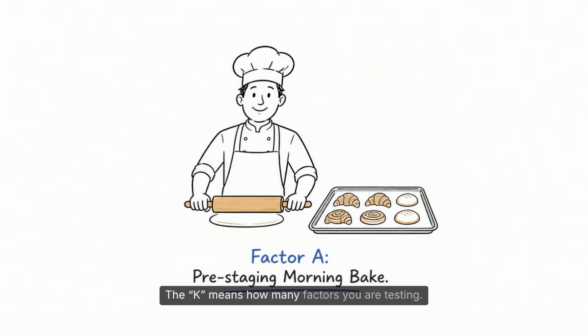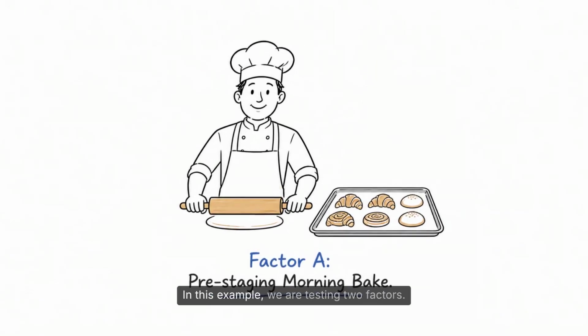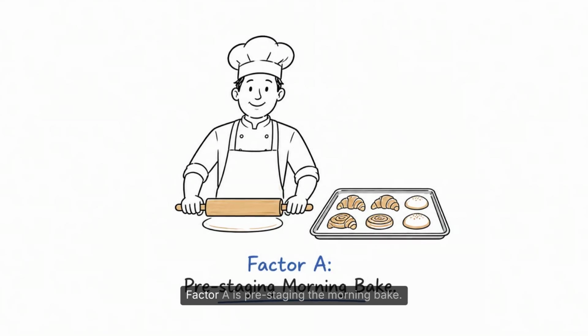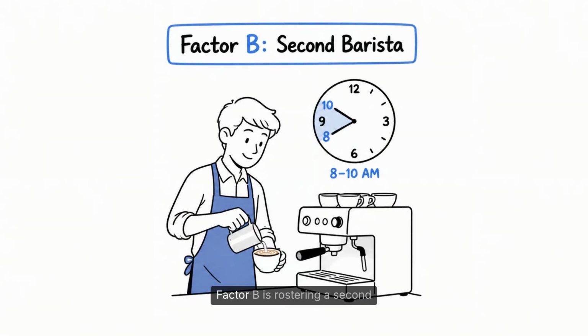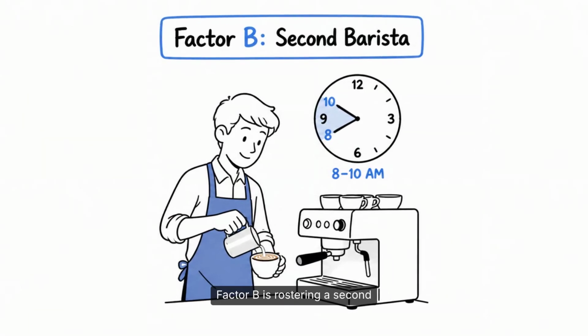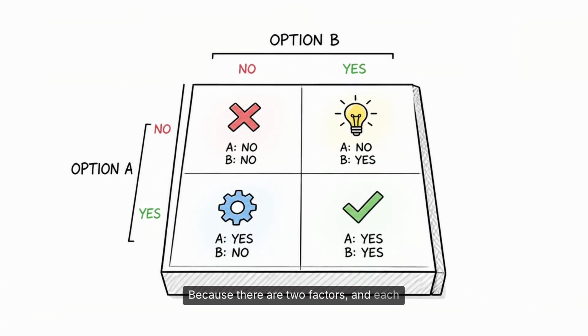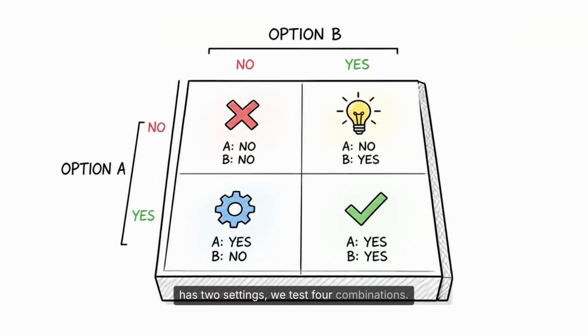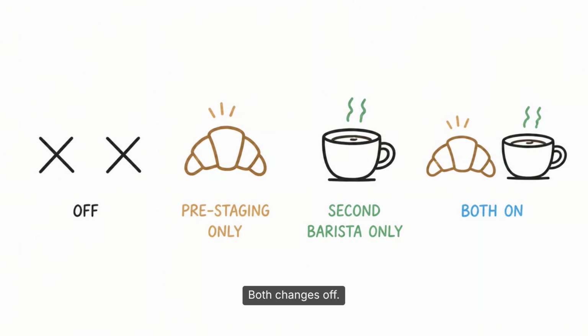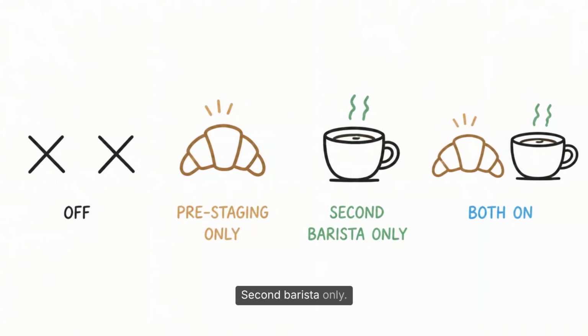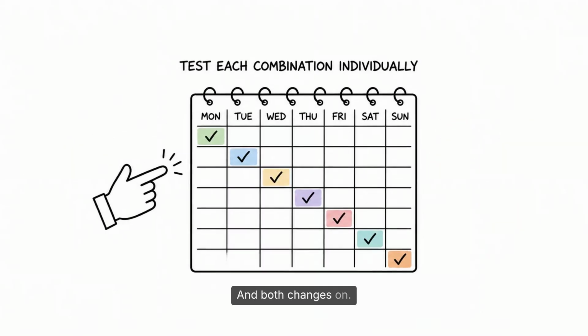The k means how many factors you are testing. In this example, we are testing 2 factors. Factor A is pre-staging the morning bake. Factor B is rostering a second barista for the 8 to 10 a.m. peak. Because there are 2 factors and each has 2 settings, we test 4 combinations: both changes off, pre-staging only, second barista only, and both changes on.